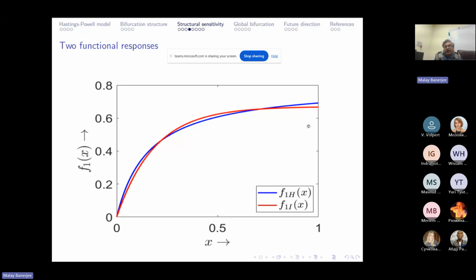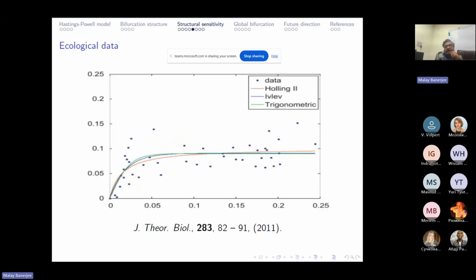Now, if we look at the ecological interpretation, in this paper you can see they have explained, depending upon the available prey density, what the grazing rate is. They have collected some data, and these blue dots are actual data points, and to these three functional responses they have fitted Holling type 2, IVLF, and trigonometry. So far as my knowledge goes, this is the only literature where you can find fitting of these three functional responses against real data.